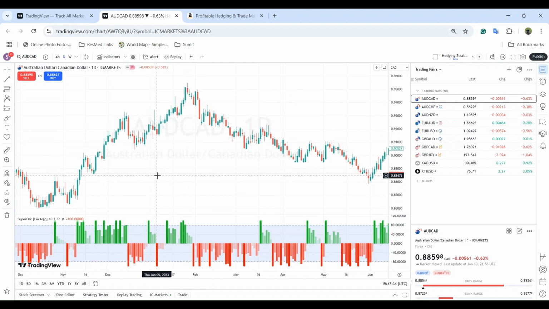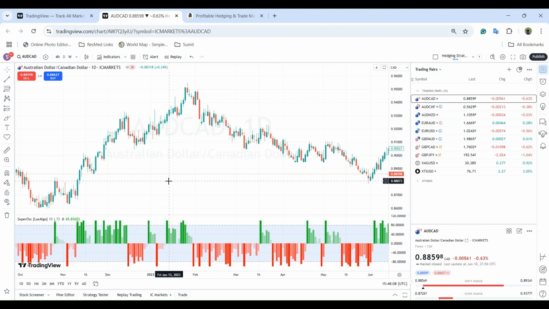So if we start with the first trade that we would take, this is a good example actually. You get a sell trade on the 5th of January, so we take that trade. Now, as it goes, on the 12th or the 13th of January, you get a trade in the opposite direction. So what we would do here is take a hedge trade in the opposite direction.